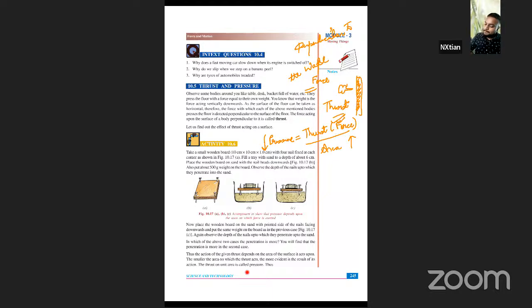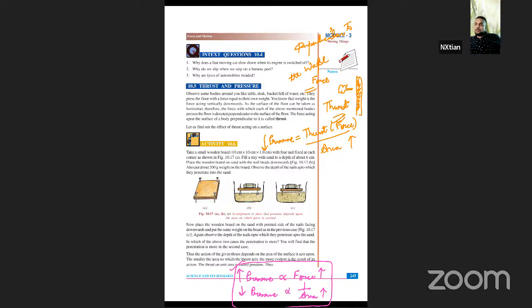What does this mean? This means that pressure is directly proportional to force. If you increase the force, the pressure will increase. And pressure is inversely proportional to area. If you increase the area, the pressure will decrease. These two things. Then, understood? Yes or no?